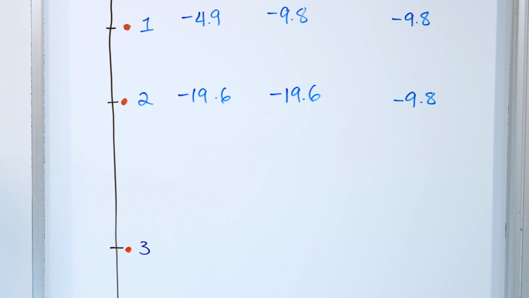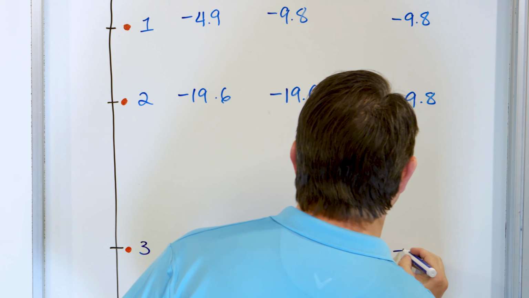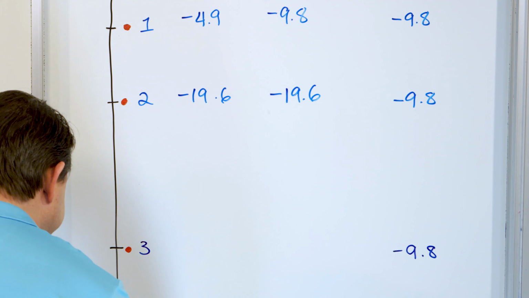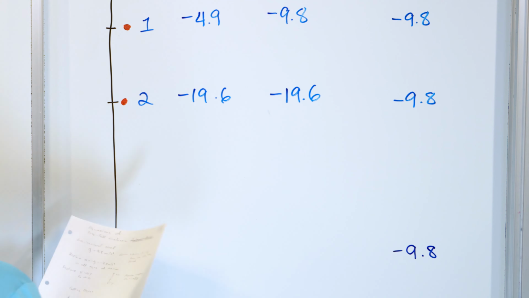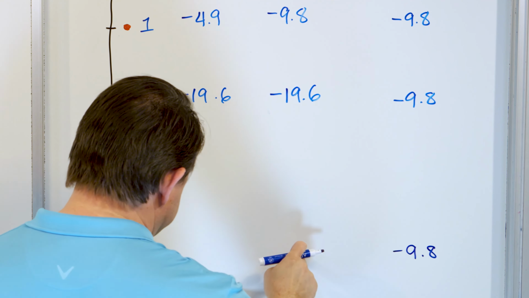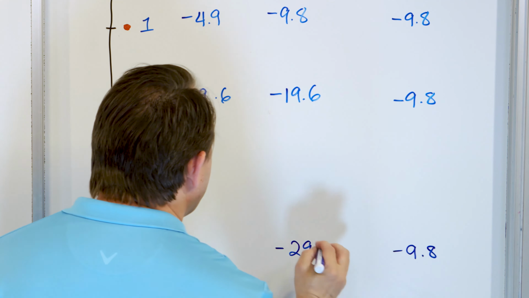Now, what is the acceleration? The acceleration is the same as it always is. See how constant acceleration works? It means it never changes, negative 9.8. What is the velocity going to be? Well, I was traveling at negative 19.6. If I subtract another 9.8 from that, I get negative 29.4 meters per second.